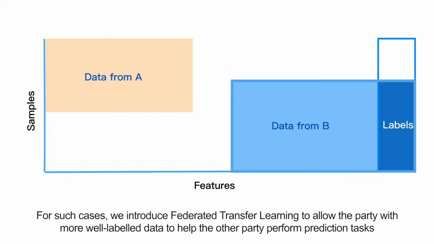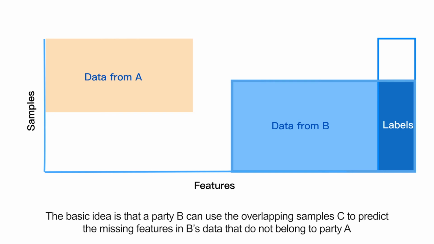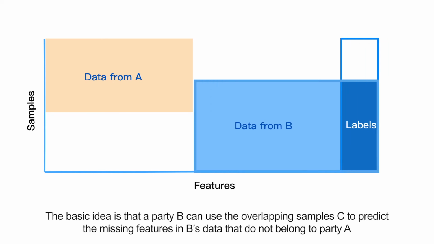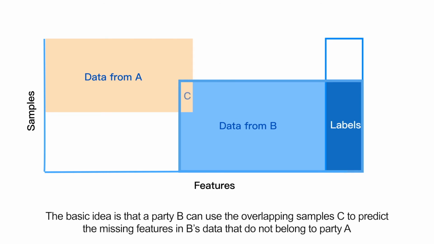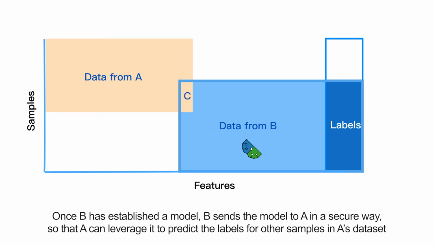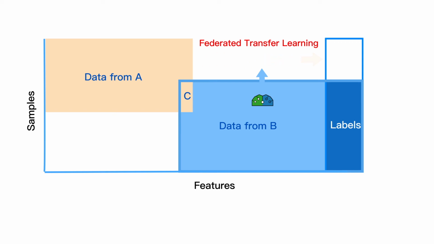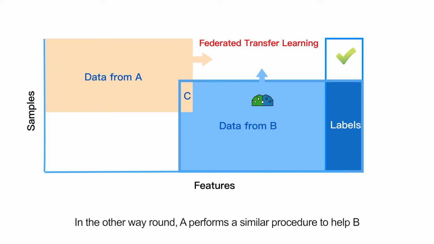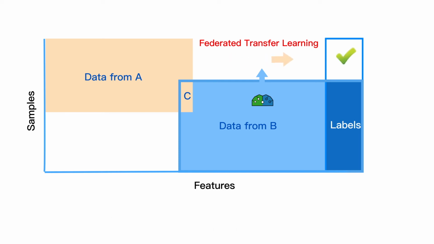In such cases, we introduce federated transfer learning to allow the party with more well-labeled data to help the other party perform prediction tasks. The basic idea is that a party B can use the overlapping samples C to predict the missing features in B's data that do not belong to party A. Once B has established a model, B sends the model to A in a secure way so that A can leverage it to predict the labels for other samples in A's dataset. In the other way around, A performs a similar procedure to help B.